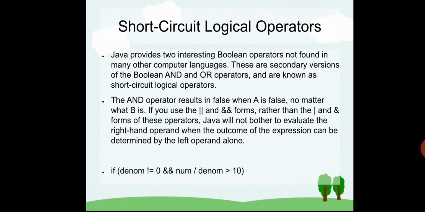See, if denom is not equal to 0 and num by denom greater than 10. So if denom is not equal to 0 itself, it will continue with the execution. It won't check the second operand itself. So based on your requirement only you can make use of this double AND. Everywhere you can't use it. If the priority is for the left hand itself, then you make use of the double AND concept or double OR concept.